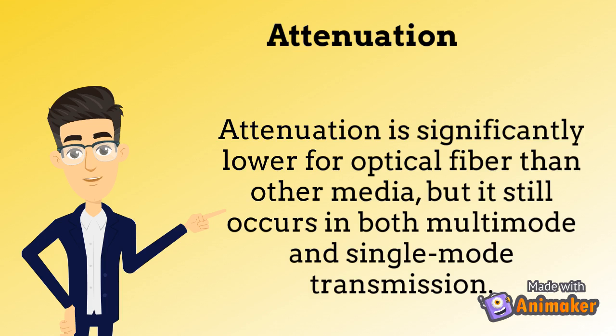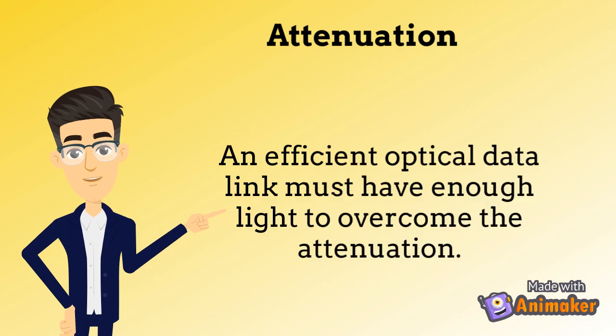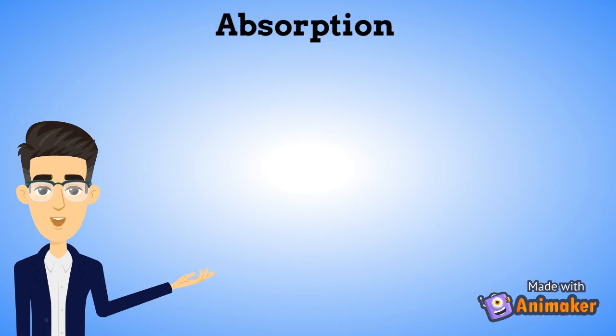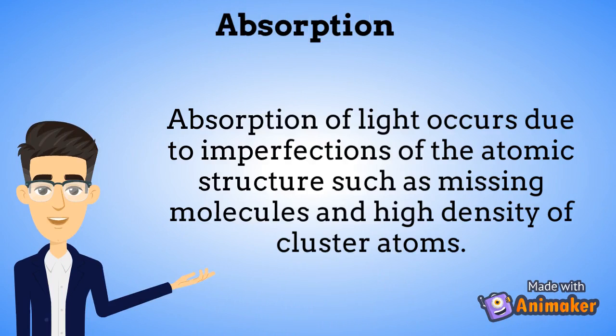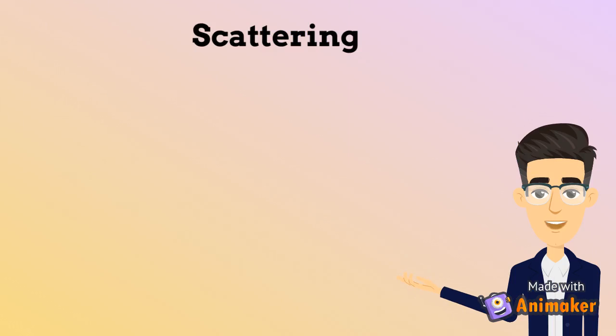Although attenuation is significantly lower for optical fiber than for other media, it still occurs in both multimode and single-mode transmission. An efficient optical data link must have enough light to overcome the attenuation. Second is absorption. Absorption of light occurs due to imperfections of the atomic structure, such as missing molecules and a high-density cluster of atoms. Third is scattering.